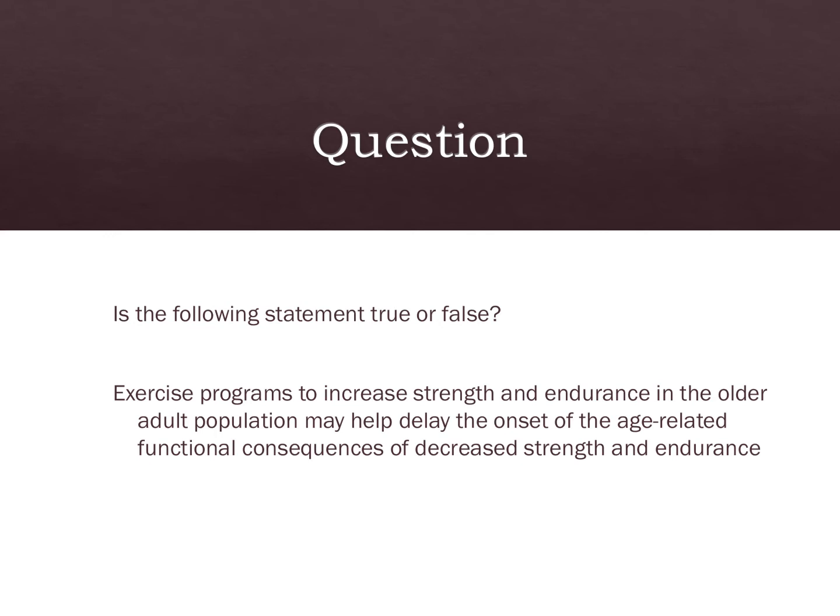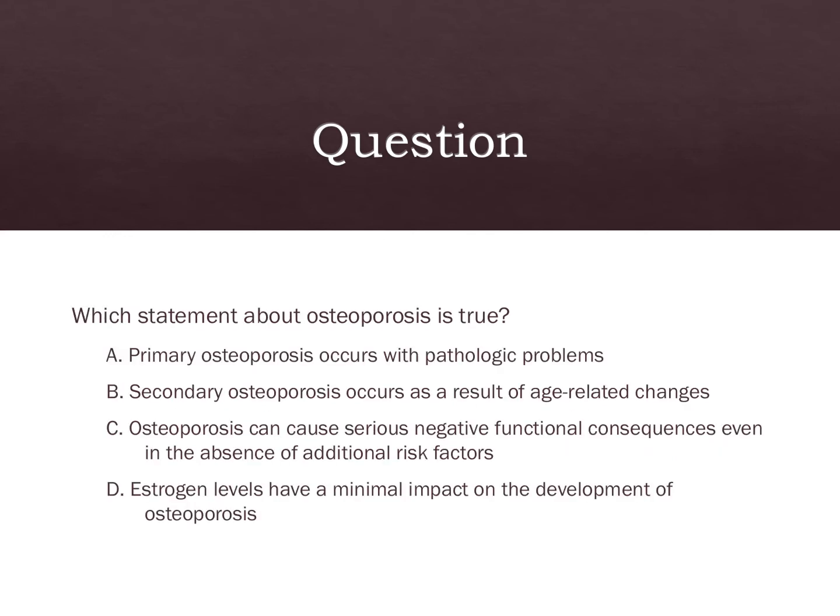Age-related changes in skeletal muscles, which are controlled by motor neurons, directly affect activities of daily living. The end result of these age-related changes is a decline in motor function and a loss of strength and endurance, even in healthy older adults. Exercise programs then to increase strength and endurance may help delay the onset of age-related consequences of disability and loss of function. Here's another question.